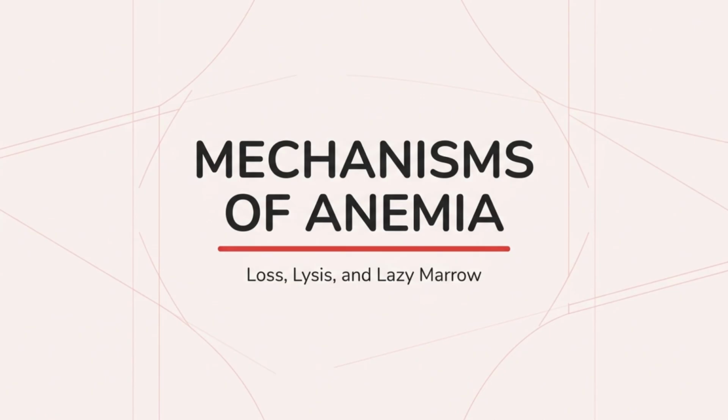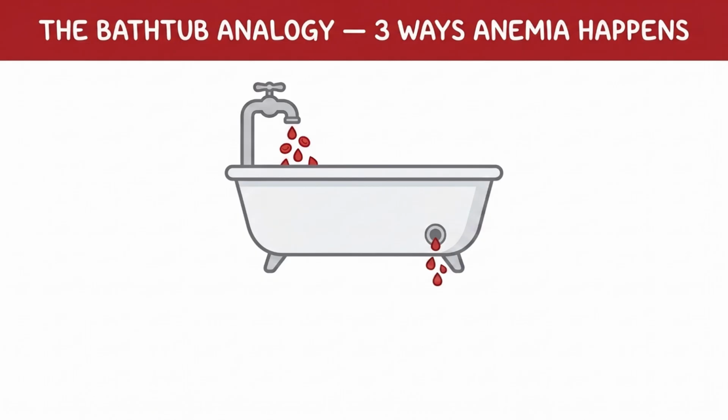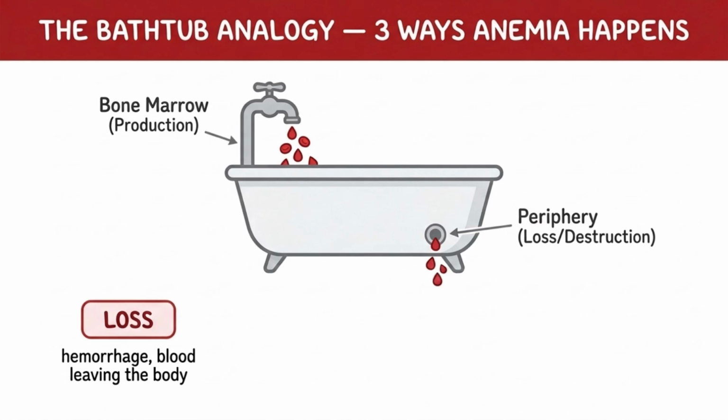Okay, so what actually causes anemia? I have a very simple way of looking at this. Imagine a bathtub. The tap represents the RBC production and the hole represents the RBC loss or destruction. So there are basically three major mechanisms. Number one is loss. We are simply losing blood. For example, it occurs in hemorrhage.